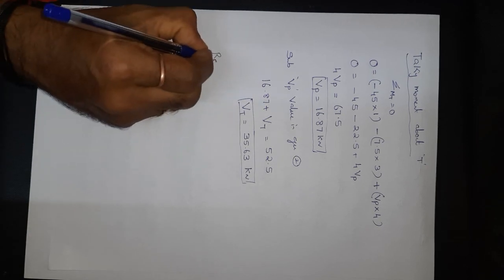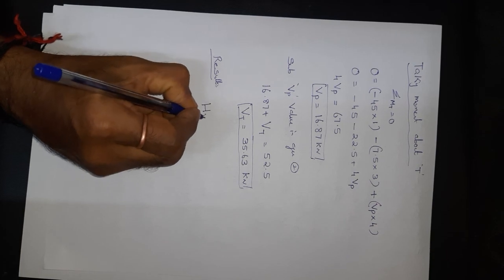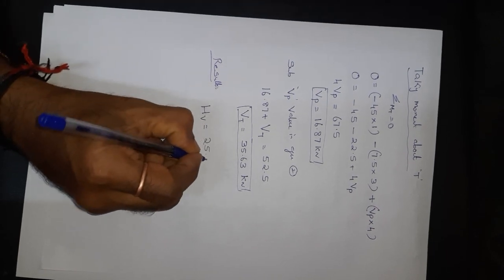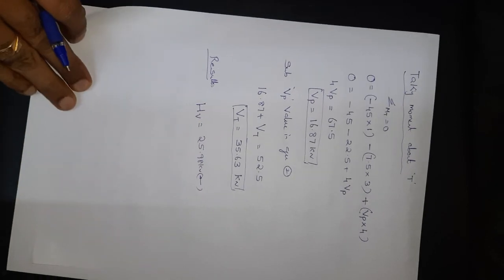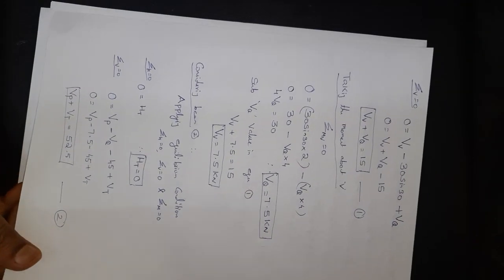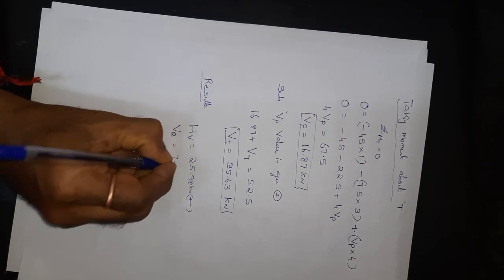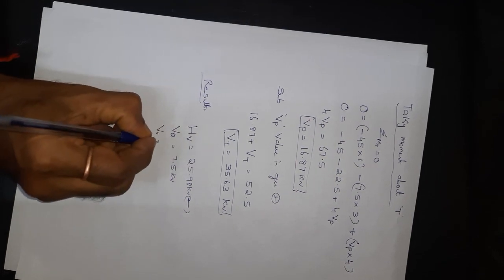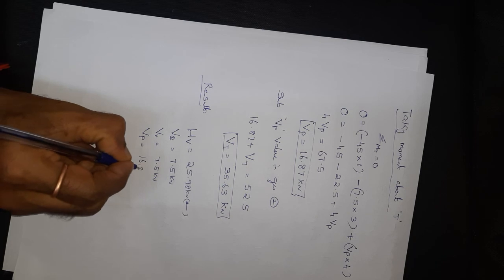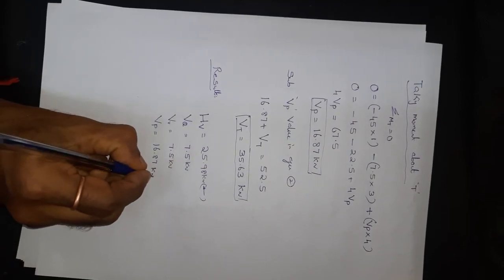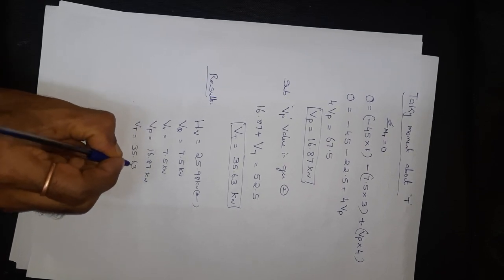So at last we'll have to mention the result. So which is HV equal to 25.98 kilonewton in negative direction, isn't it? Next, the VQ value and VV value. So which is VQ equal to 7.5 kilonewton and VV equal to 7.5 kilonewton. Then Vp equal to 16.87 kilonewton, isn't it? And Vt equal to 35.63 kilonewton.